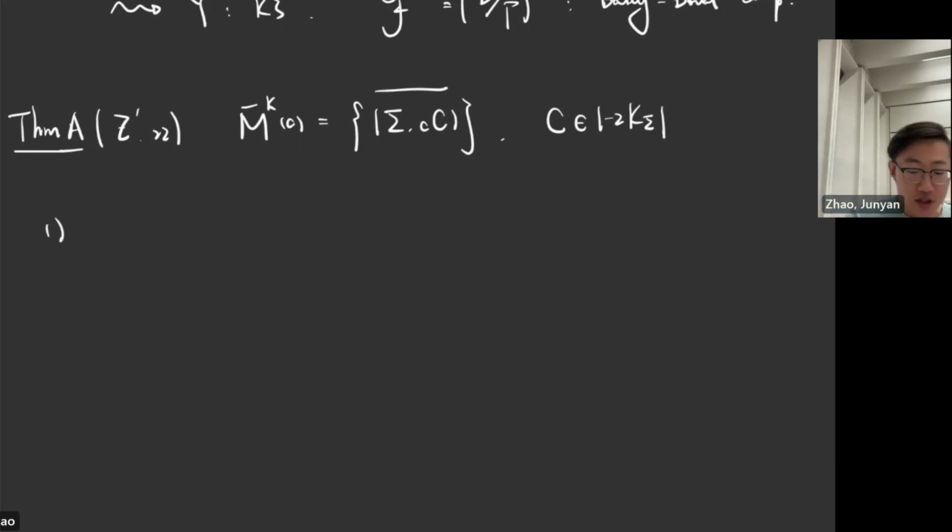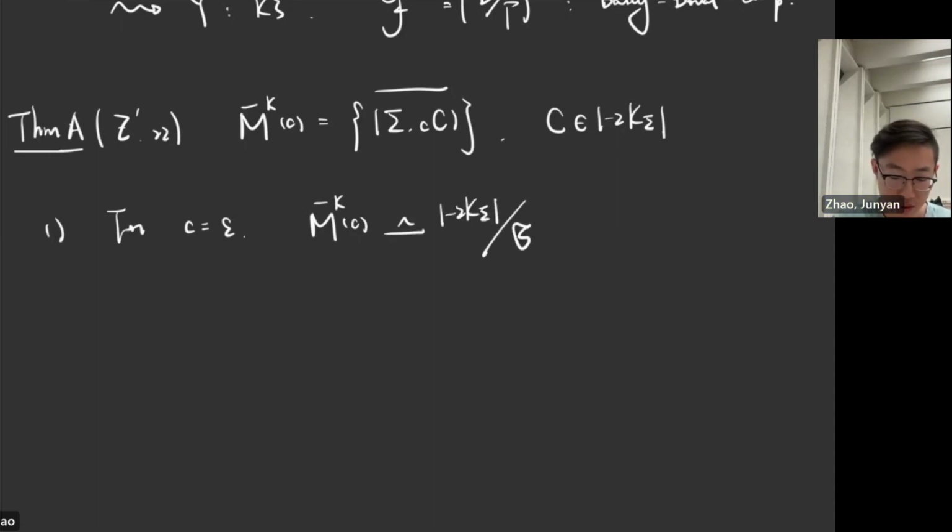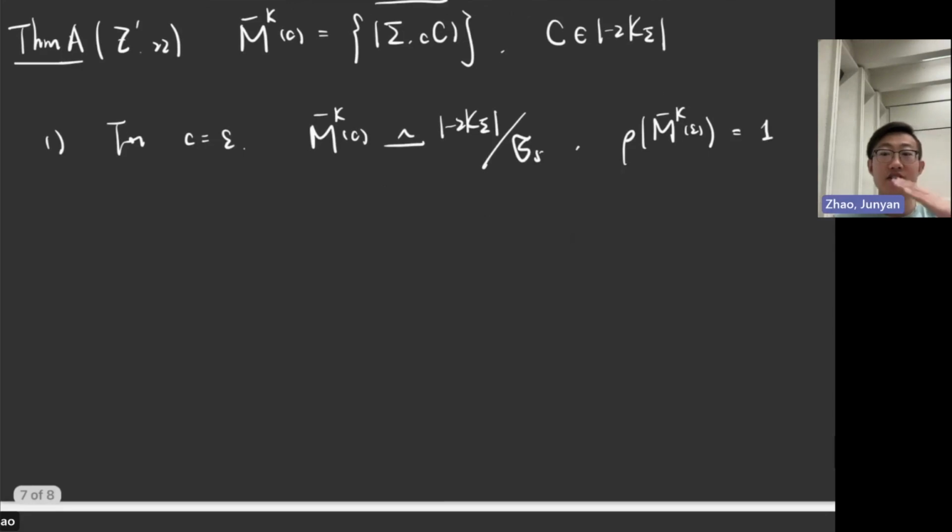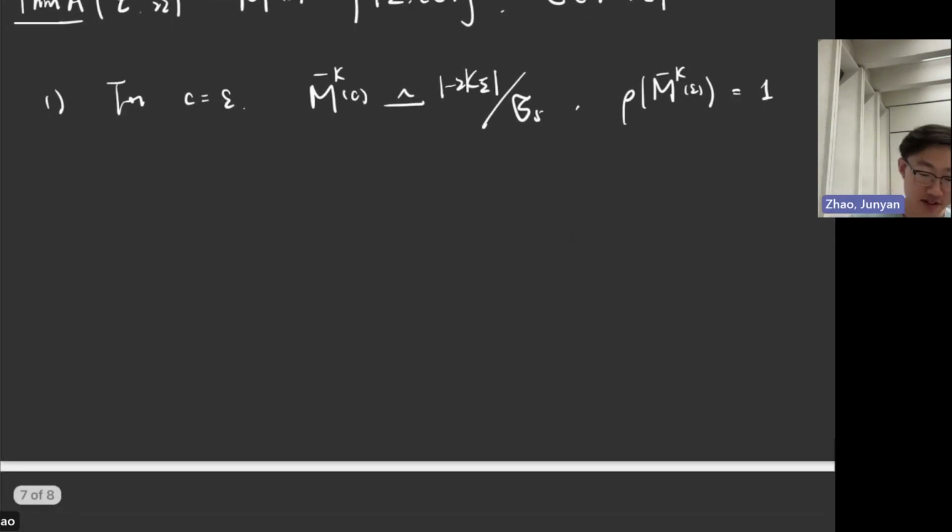So the first theorem says that if c is very small, then your K-moduli space is isomorphic to the VGIT moduli. And in particular, the Picard rank of this K-moduli when c is very small is equal to 1, because this is a finite quotient of a projective space.